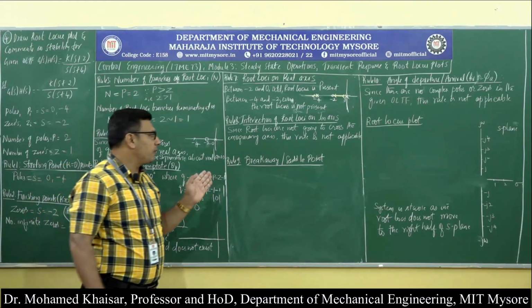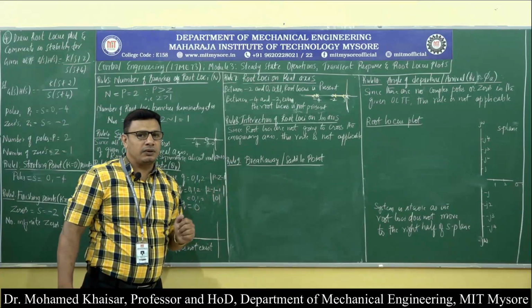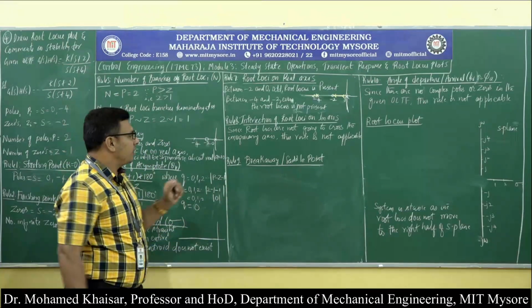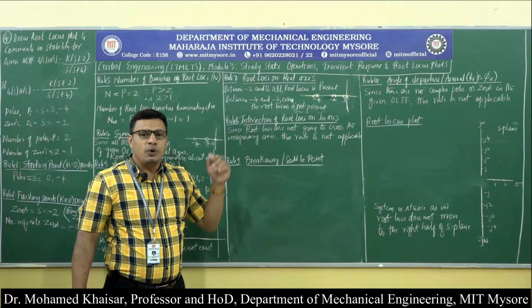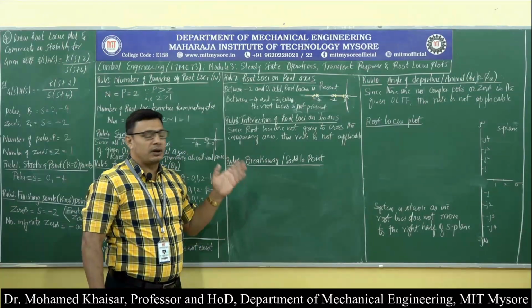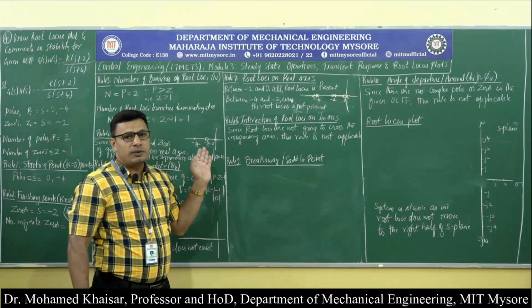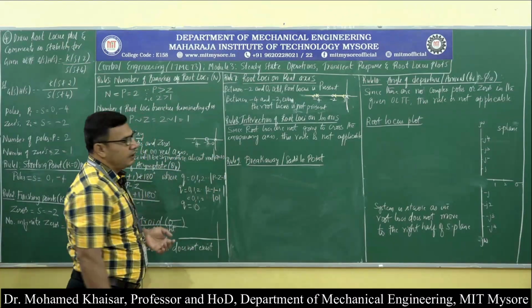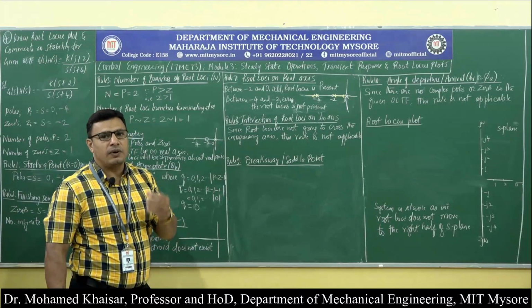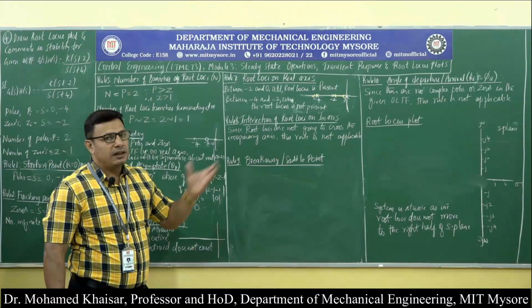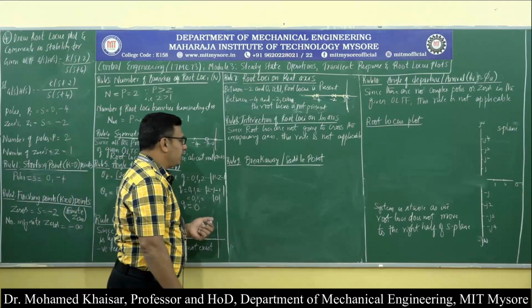And one more inference we can draw, which is a very important conclusion as far as the solution is concerned. Since no branch of root loci is going to cross and move to the right hand side of the S plane, the system is going to be stable for any value of k, or we can say, for any value of gain, the system is going to be stable.